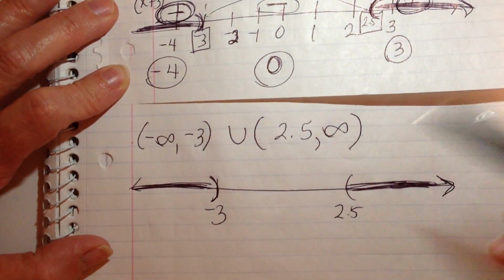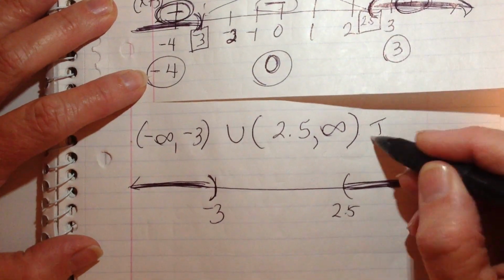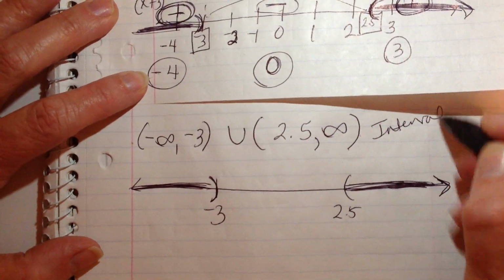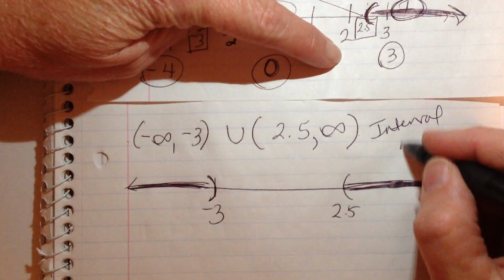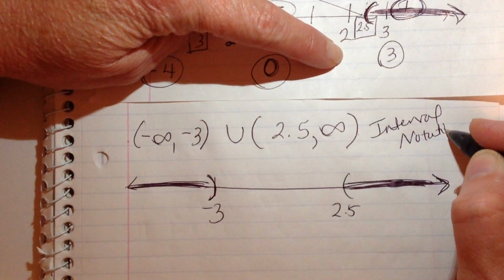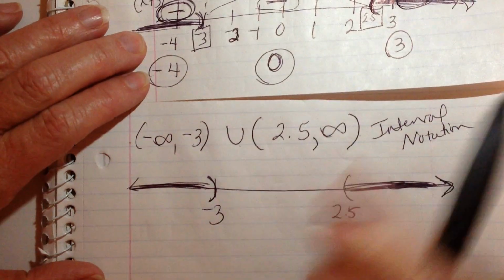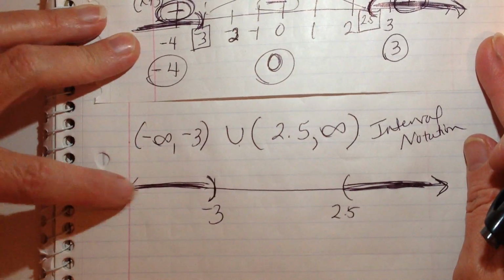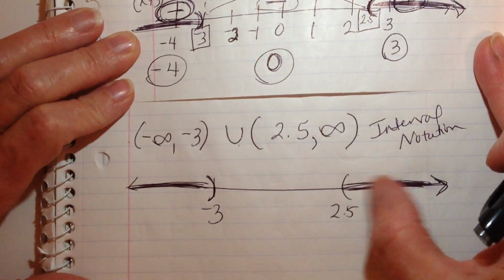This would be my final answer in interval notation. If you're asked to put your final answer in interval notation, this would be your graph. Now you do need a union in between because it is everything in this interval plus everything in this interval.